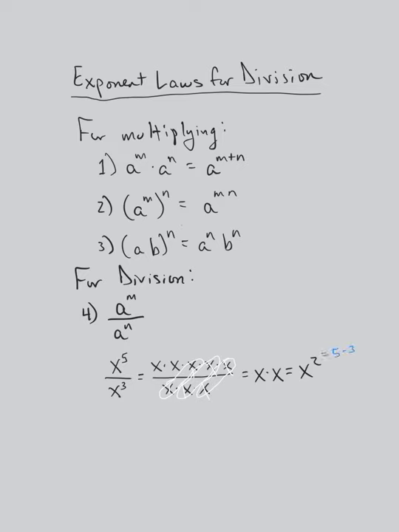All right, and so that's what the exponent law says: if I'm dividing two things that have the same base, then I can subtract the exponents. Now remember, it's important to subtract in the correct order, so you do the top exponent minus the bottom exponent. And so that's the exponent law that we're looking for, number 4.